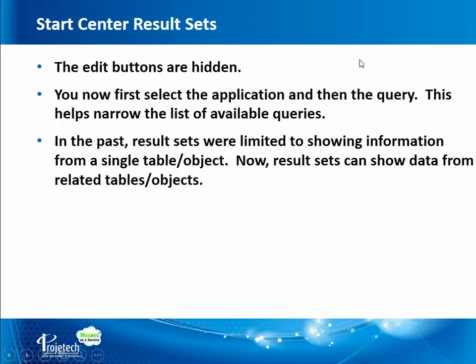Okay, so the next section that we're going to go over is the Start Center. What they've done, they've hidden the edit buttons, and I'll show you guys that in a minute. Okay, you'll now select the application and then the query when you're trying to create a result set. And in the past, all you could do is single table objects. So if you were in the work order application, you created a query there. Whenever you stuck it on your result set, you could only pull fields that were from the work order tracking application. Now you could pull fields that are from the asset or the location application.